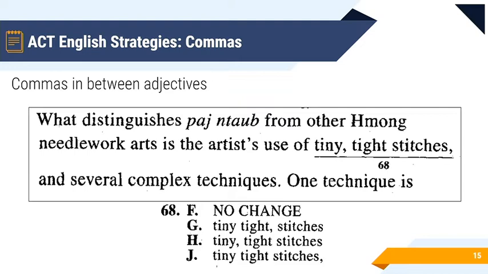So on the ACT, a comma conjunction lets me know that a sentence is coming. Well, this is comma and, that's your conjunction. But just for right now, how many of you in here are English teachers? Okay, so most of you. So, all right, several complex techniques, that's not a complete sentence. So I would not do a comma after stitches. I do need the comma in between tiny and tight, but not the one after stitches. So my answer choice then would be H.